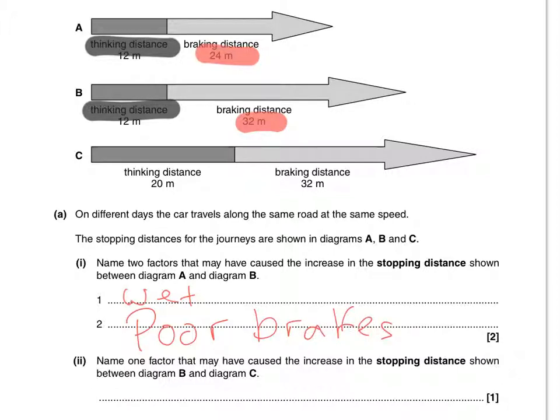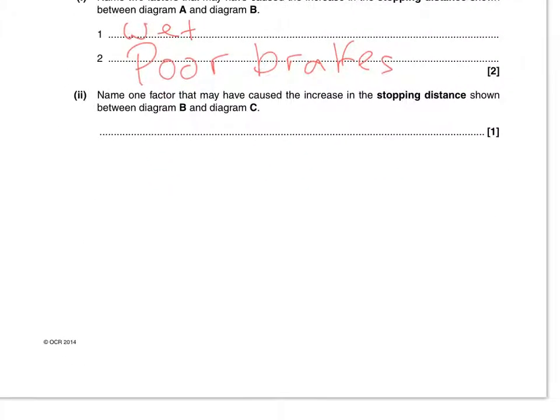You could have increased mass, so a heavier car, so they've got a bit of a load in there. You could have snow, you could have leaves, anything that's going to increase that braking distance. Although they only want one of the conditions on the road, and then the next one they want faulty brakes or increased mass, that kind of stuff. So first, 2 marks, nailed down.